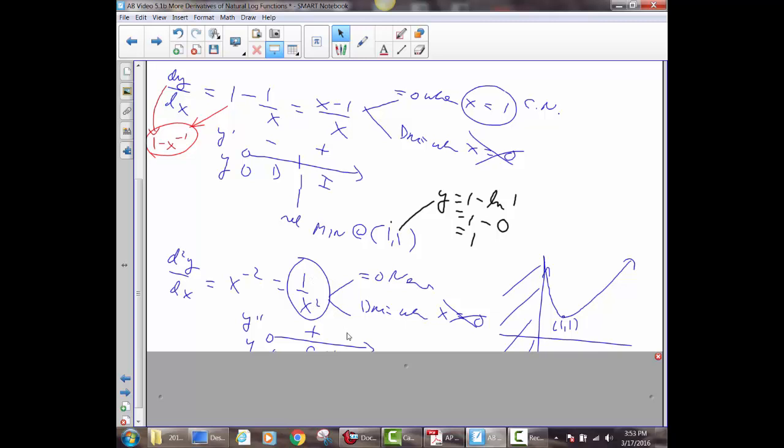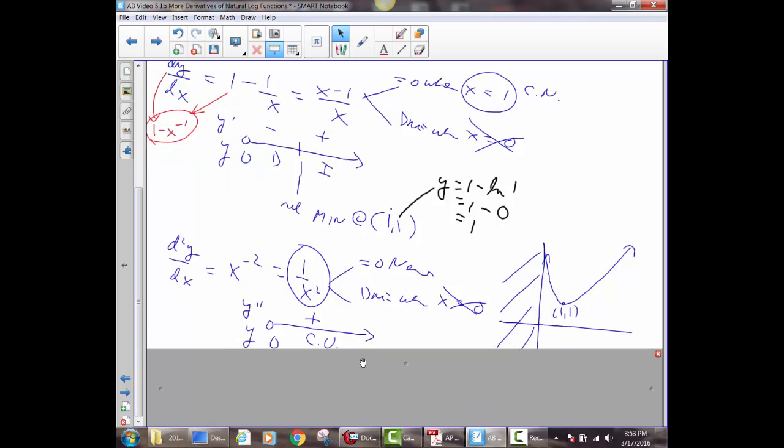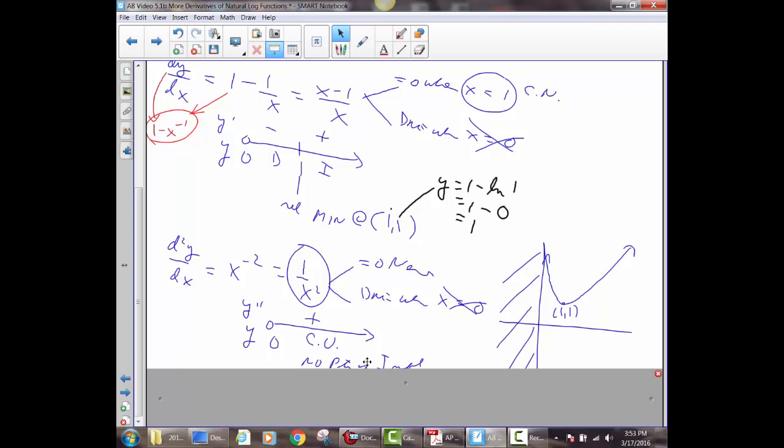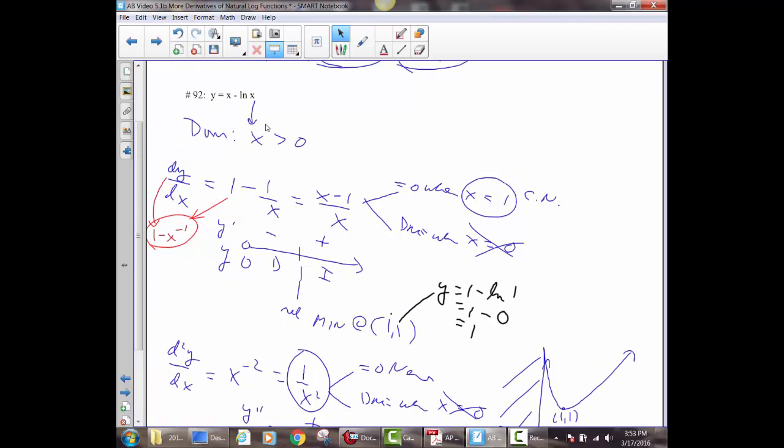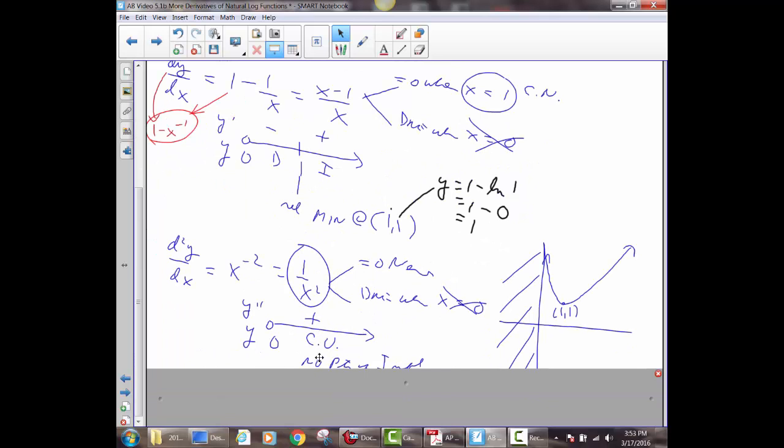It does not exist when the denominator is 0, which is when x equals 0. However, x cannot be 0 because it's not in the domain. So we have no critical numbers, which means the graph is either concave up the whole time or concave down.